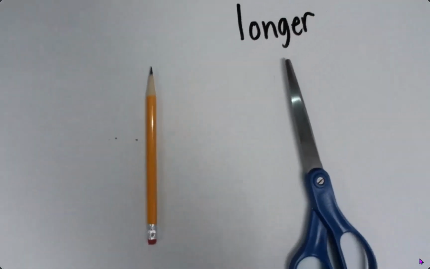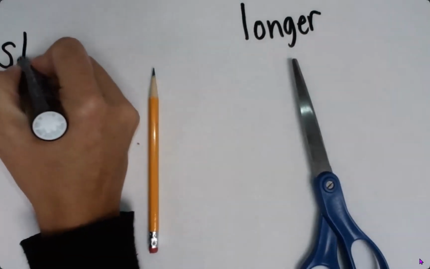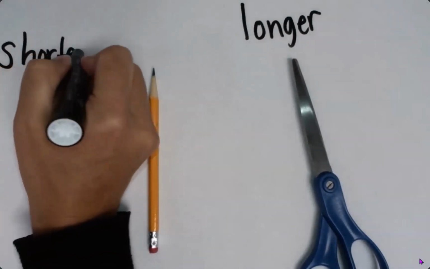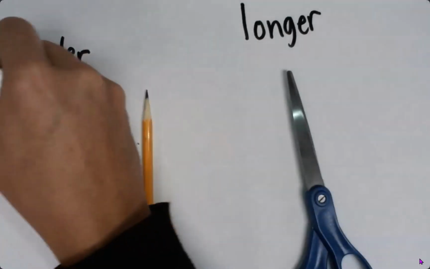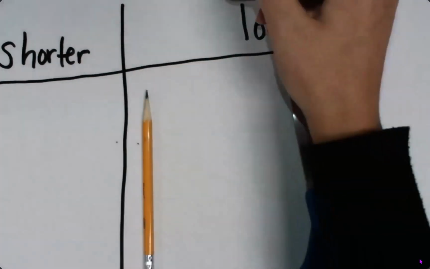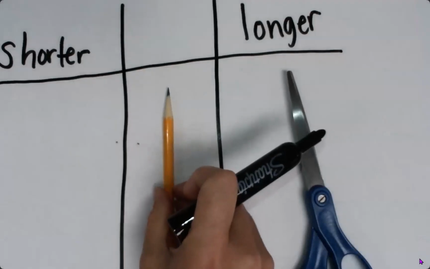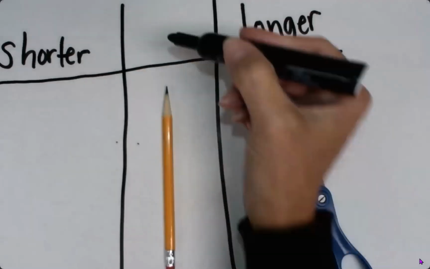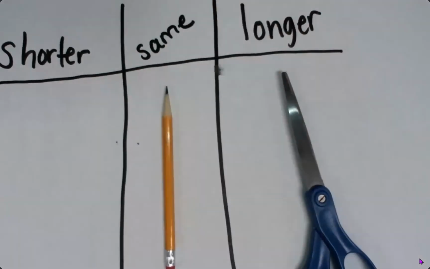and on the other side, I'm going to put shorter. And you may want to make a chart for students where they are able to sort objects. Okay, and in the middle, where we would put objects that are the same length as this pencil. Okay, and so I'm going to always compare it to my pencil.